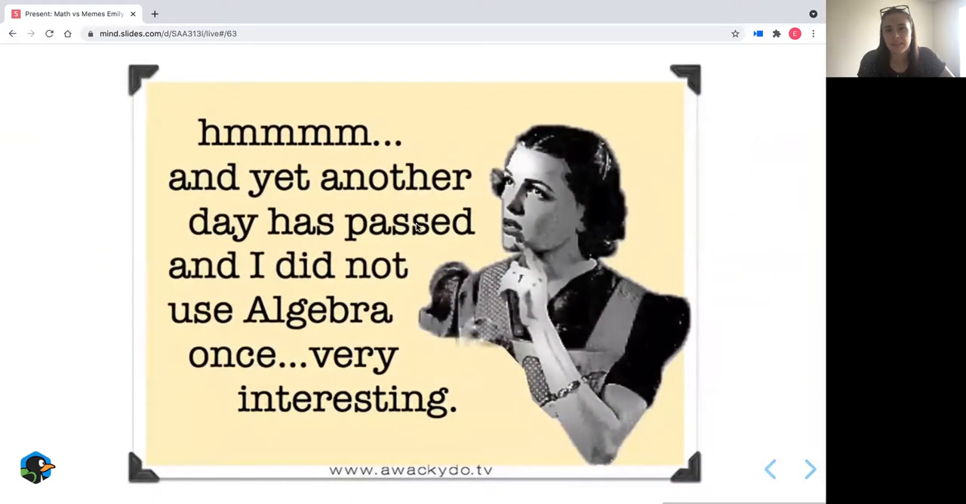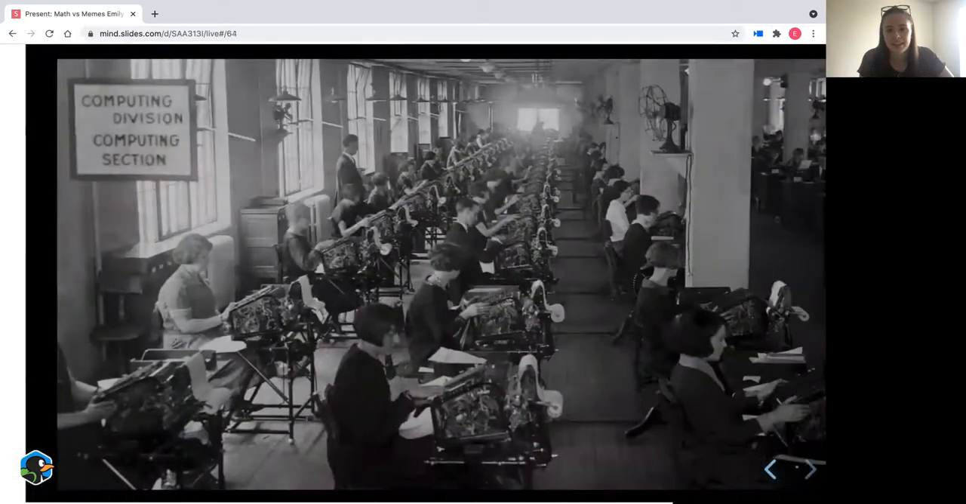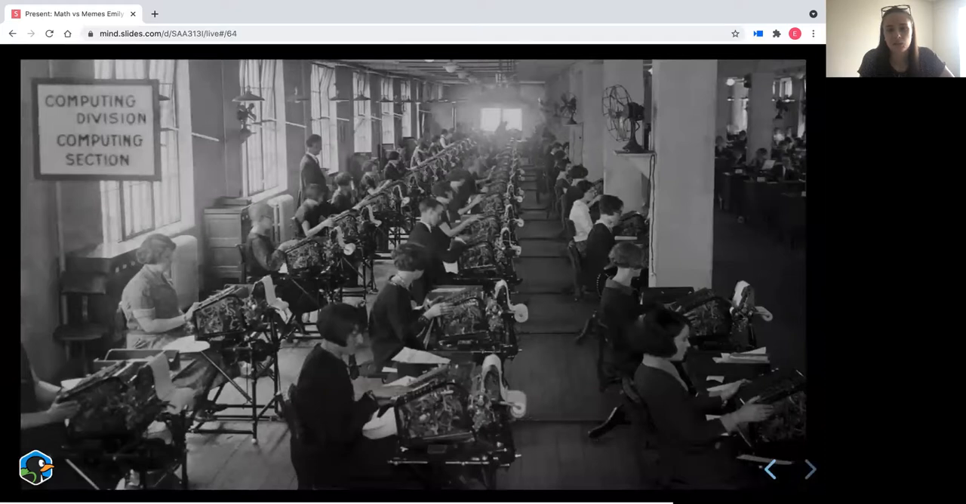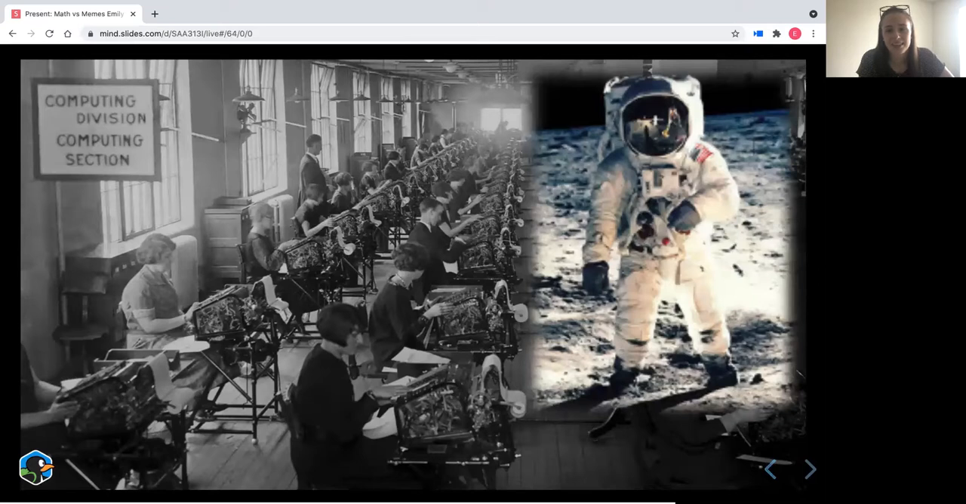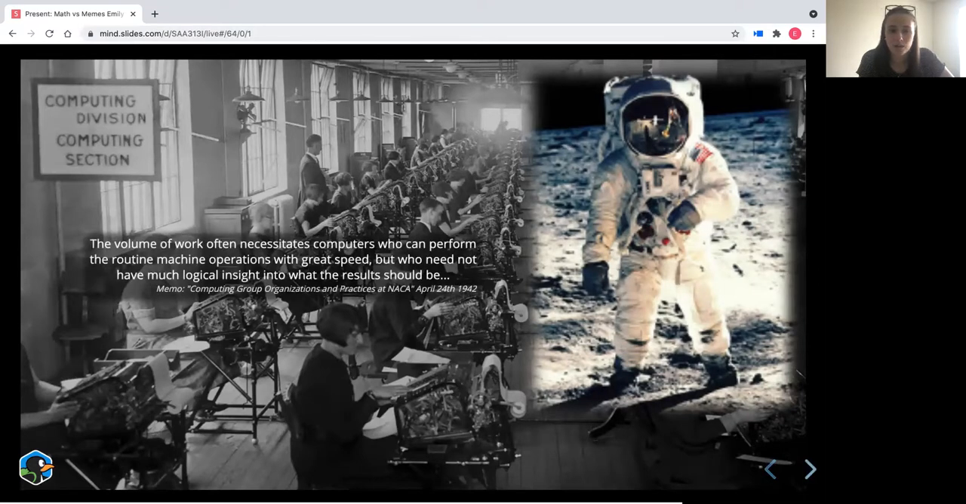So often we leave our students with an impression of math as a field as really something they're not using often in their day-to-day life or real-world math. I want us to think back to really how the field started. Take a look at this image. It's a computing division where instead of computers, the humans are the computers. Think about that one. This is an image from NASA, and this quote is just so powerful.